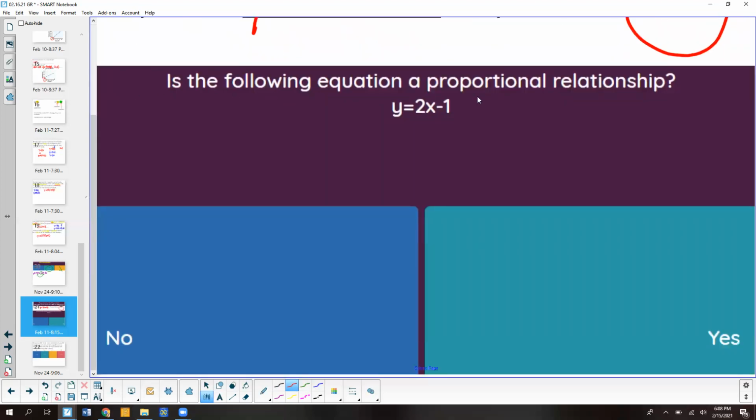Is the following equation a proportional or non-proportional relationship? y equals 2x minus 1. Remember, y equals mx plus b is non-proportional, sorry, it's supposed to be an n. And then y equals kx is going to be proportional. So we've got an m and we've got a b in this case. So that is going to be no, it is not proportional.